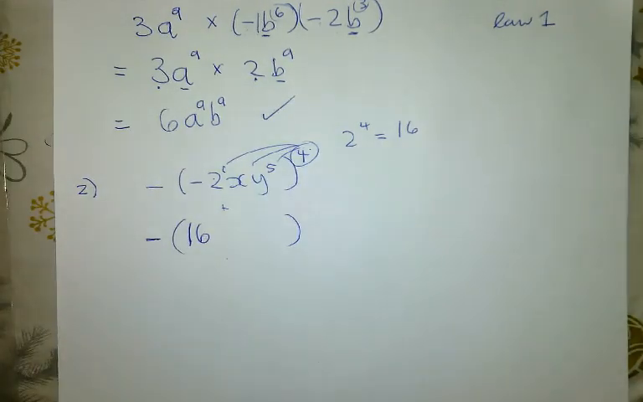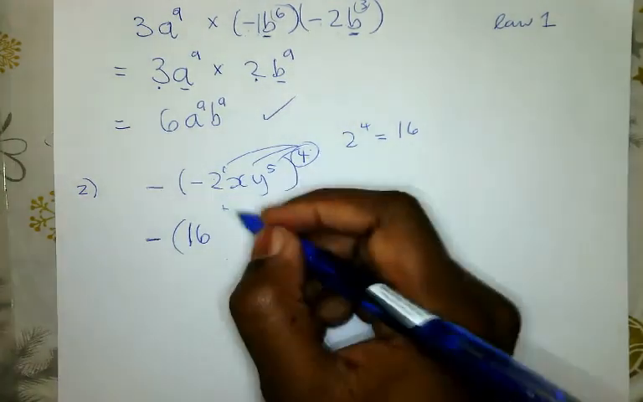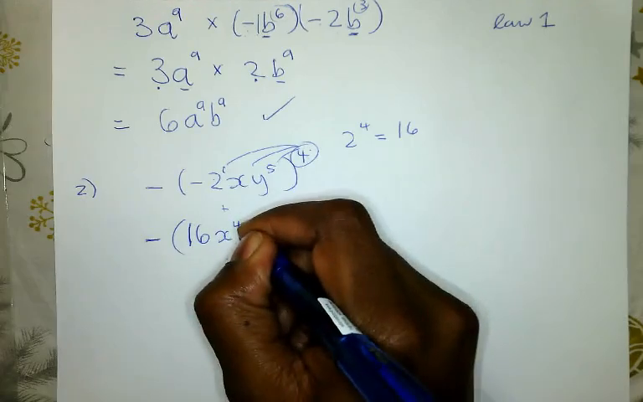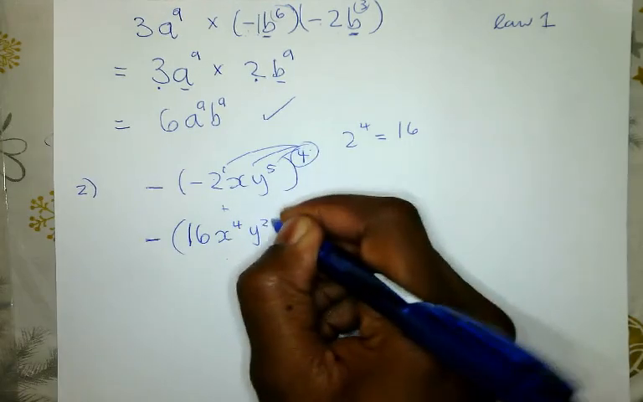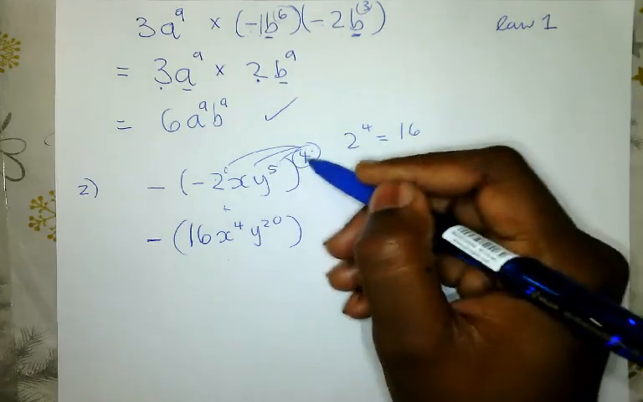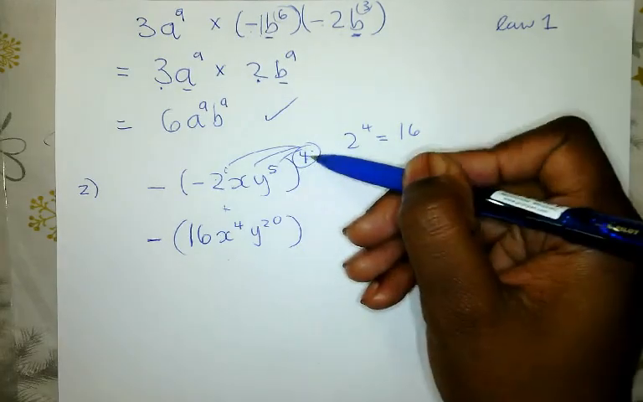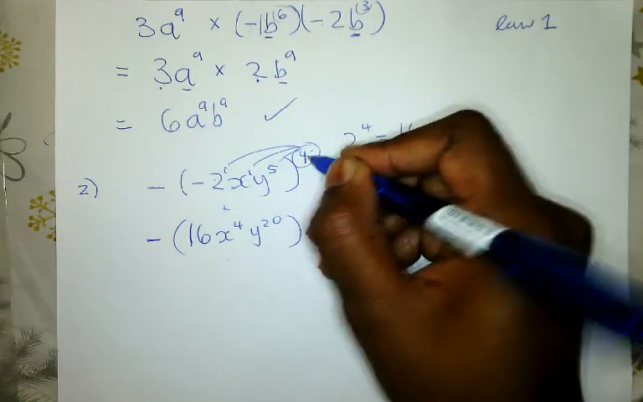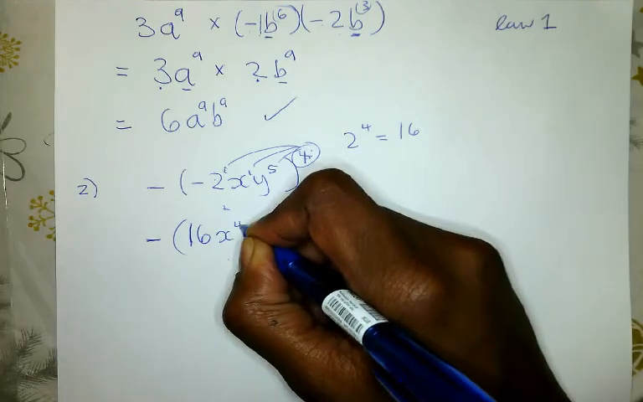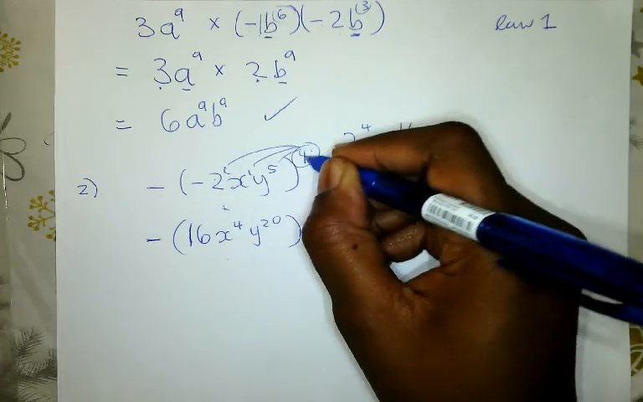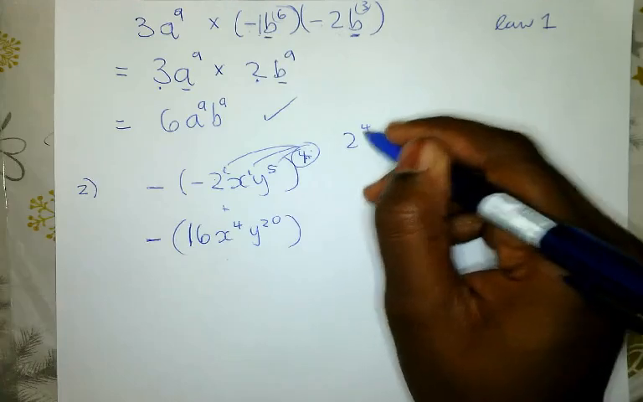And then x to the power of 4, y to the power of 20, because I multiply 5 and 4. Here it's 1. 1 multiplied by 4 is 4. 1 multiplied by 4 is 4. And then I have 2 to the power of 4, which gives me 16.